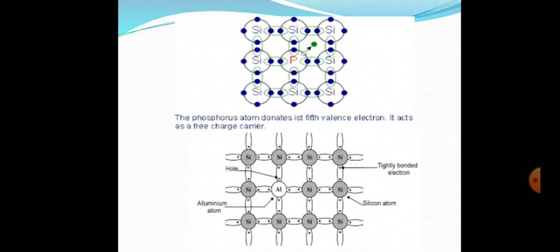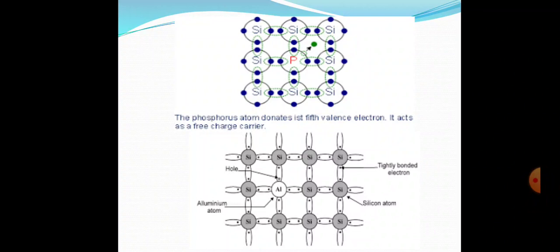In the second picture, the bonding structure of aluminum with silicon is shown. As I said earlier, the aluminum and the indium have 3 electrons in the outermost orbit, so they contribute only 3 electrons to form covalent bonds with the silicon atom. If you watch this diagram, aluminum contributes 3 electrons to form 3 covalent bonds.